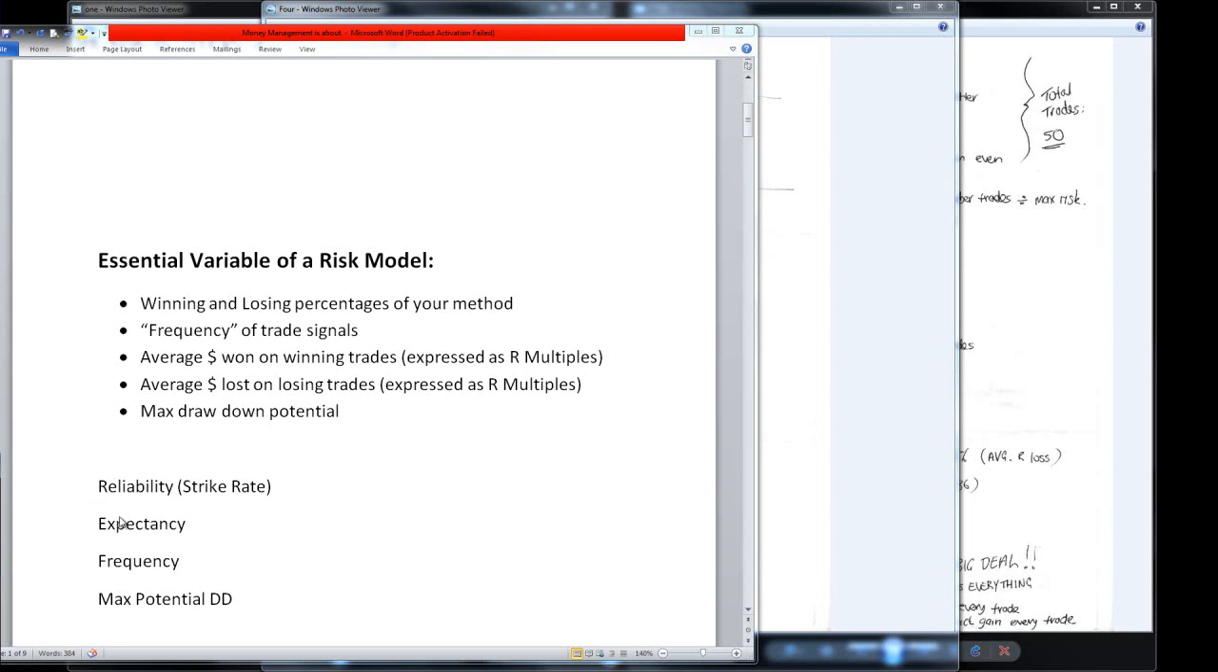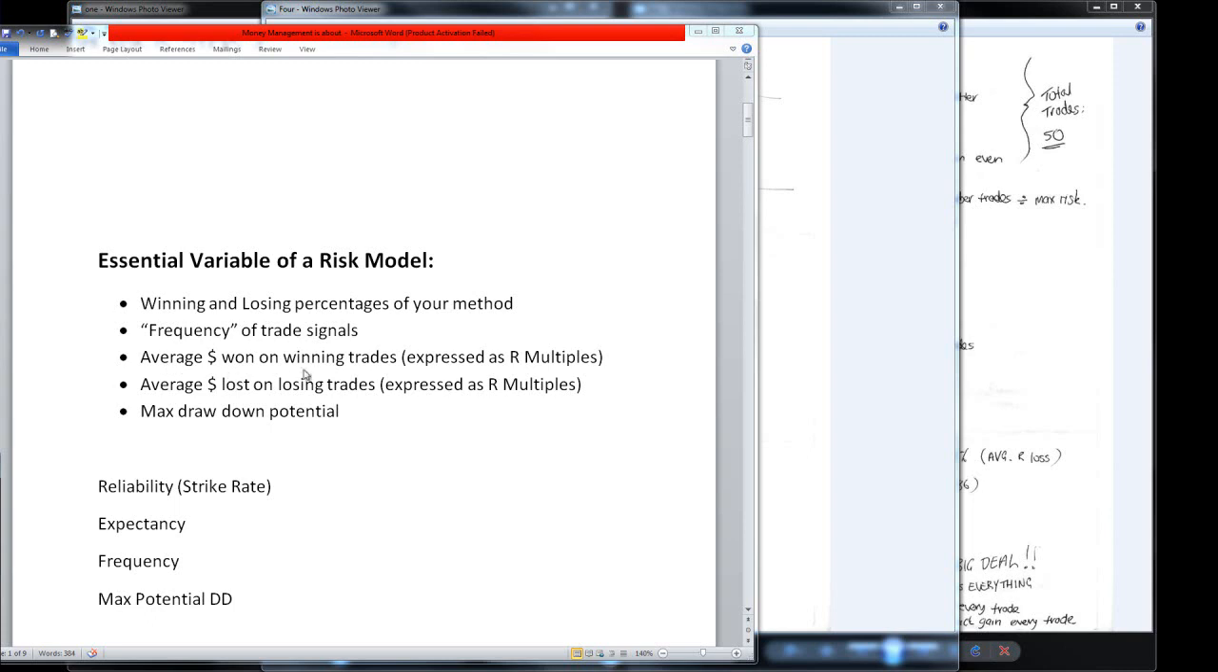Okay, but it's an absolute must as far as working everything out to know what your strike rate is, because then when you're multiplying that by your average winner, we're starting to get a bit more of an idea of how you're going. Okay, so that's reliability. Now you need to know expectancy, so that's these 2 points here.